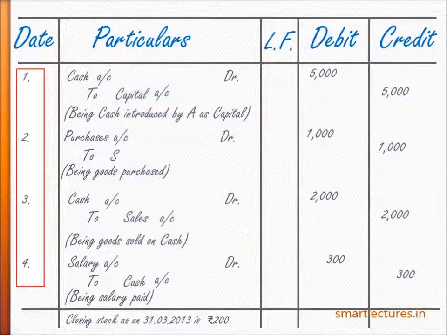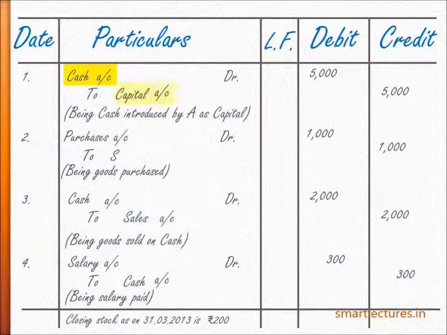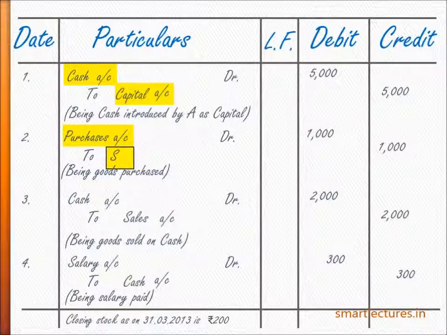So let's see how many accounts or items are involved in the journal entries during the year. Number 1, cash account. Number 2, capital account. Number 3, purchases. Number 4, S. Number 5, sales. Number 6, salary. So these are the 6 items involved during this year in making journal entries.